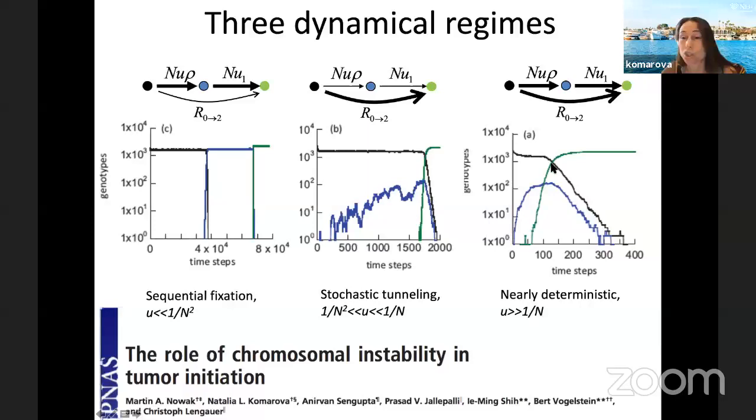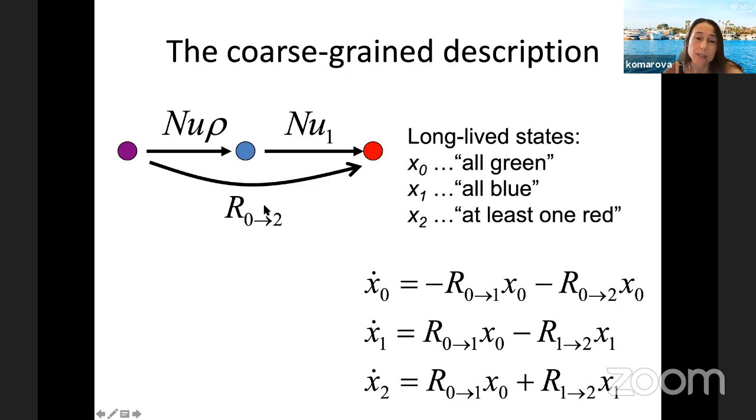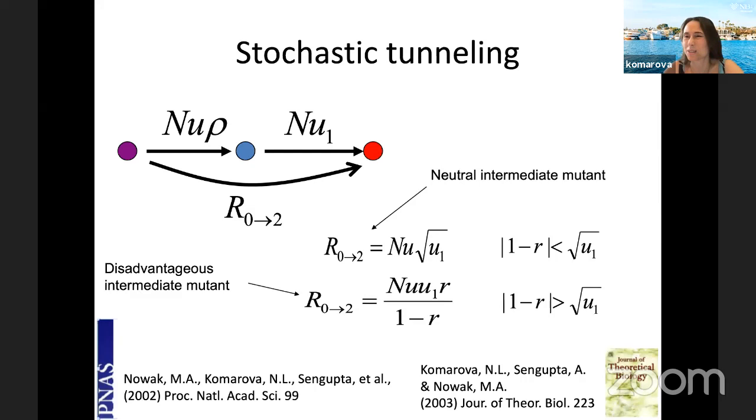So here we will concentrate on this intermediate regime, which seems to be biologically most relevant for many systems: stochastic tunneling. And we will calculate how quickly, depending on the parameters, a super mutant, a mutant with two mutations, can be created. I will not dwell on math here, and I just say that this rate, the rate of tunneling, can be used as a proxy for the speed of evolution. And in many systems, it can be calculated. So for this particular process, which is very primitive, has no space, and has no structure, this is the calculation that gives you this rate in terms of parameters of the system. Let's just keep in mind that we can do this.